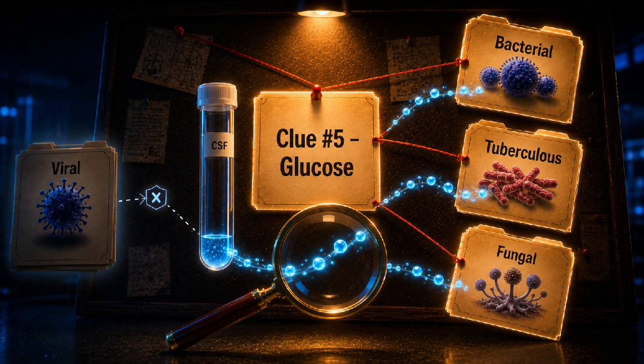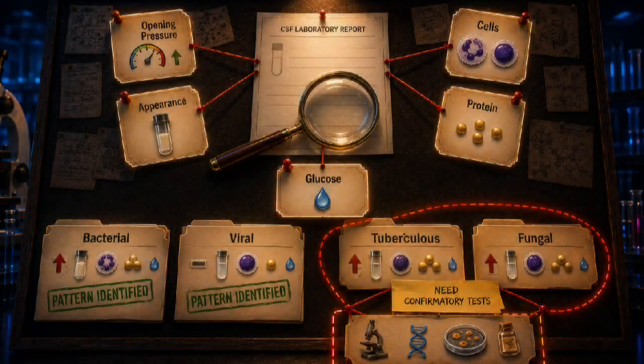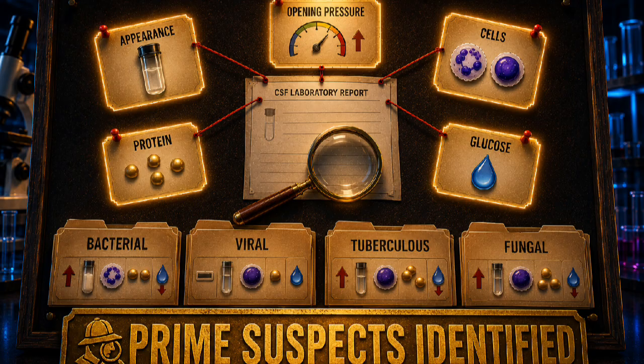Now let's put all the clues together and solve the case. Prime suspects identified. Bacterial meningitis has a distinct pattern. Viral meningitis has another, but tuberculous and fungal meningitis often look very similar on CSF analysis. That's when you need the next level of investigation. One final note. CSF analysis narrows the diagnosis, but confirmation may require microbiological tests.